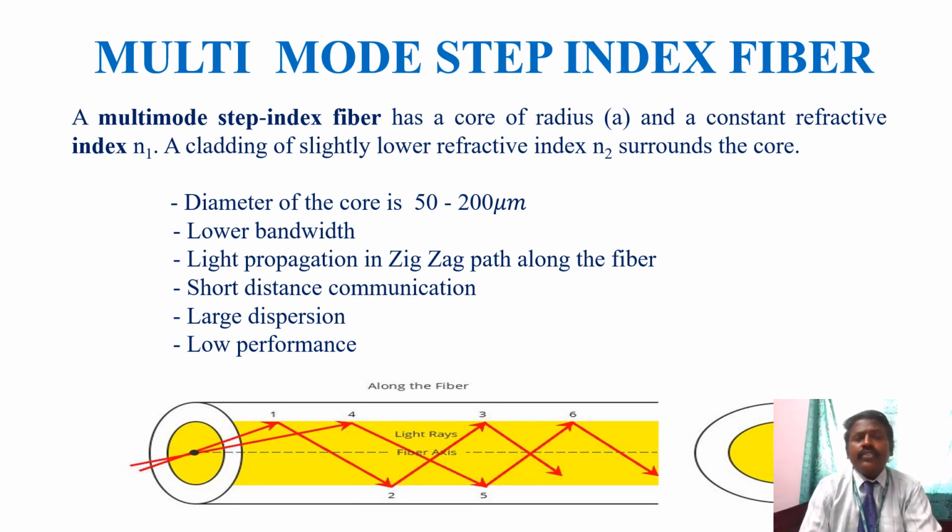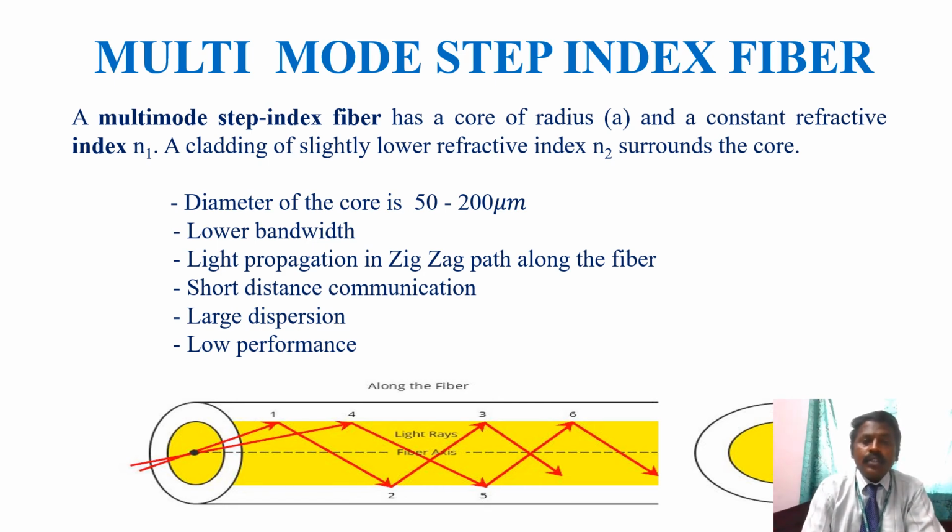Then multi-mode step index fiber, the name itself says multi-mode. So it should support a larger number of modes during the propagation, right? A multi-mode step index fiber has the core radius a and the constant refractive index n1. A cladding of slightly lower refractive index n2 surrounds the core.